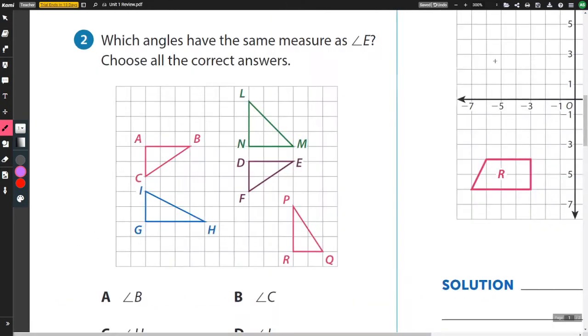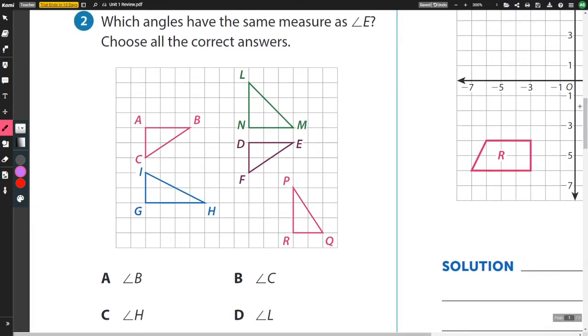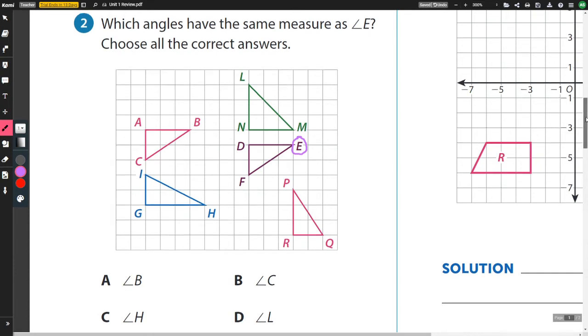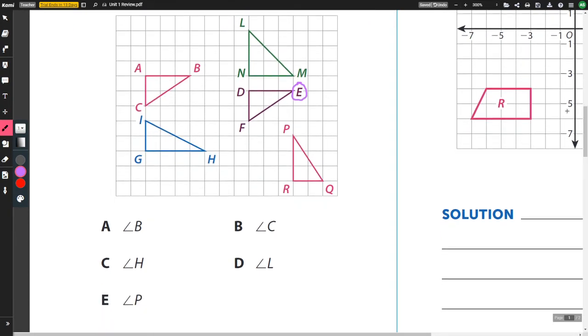Down to number 2. Choose angles with the same measurement as angle E. Choose all the correct answers. When they give you that option, it usually gives you the hint that there's more than one possibility. So we have all these different triangles.